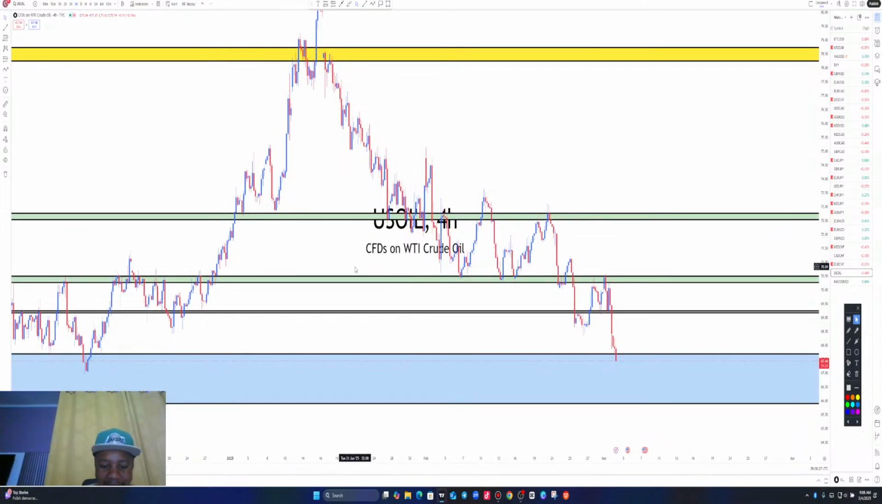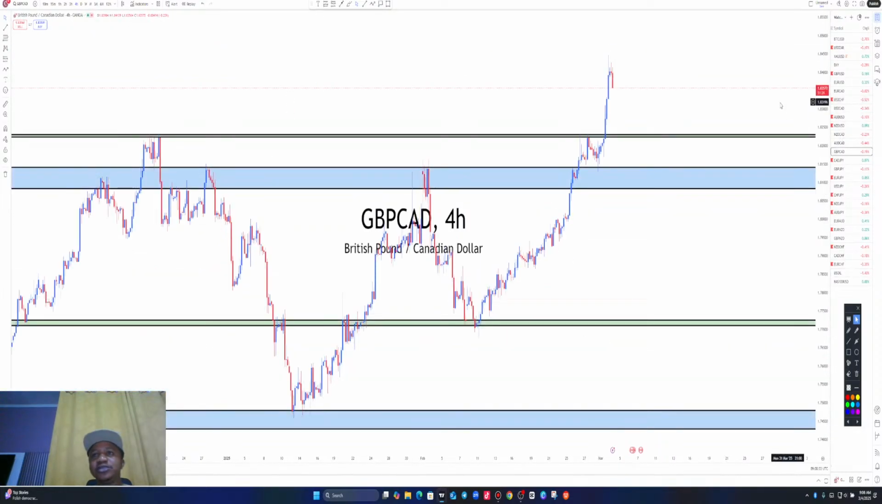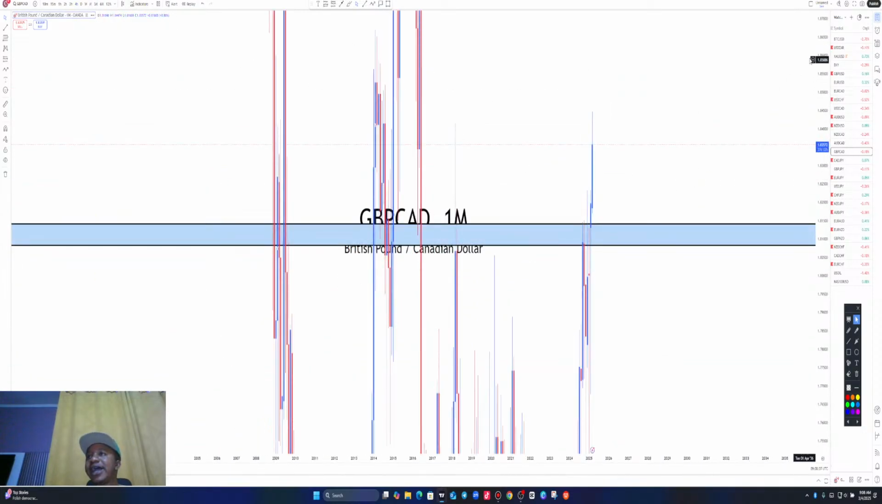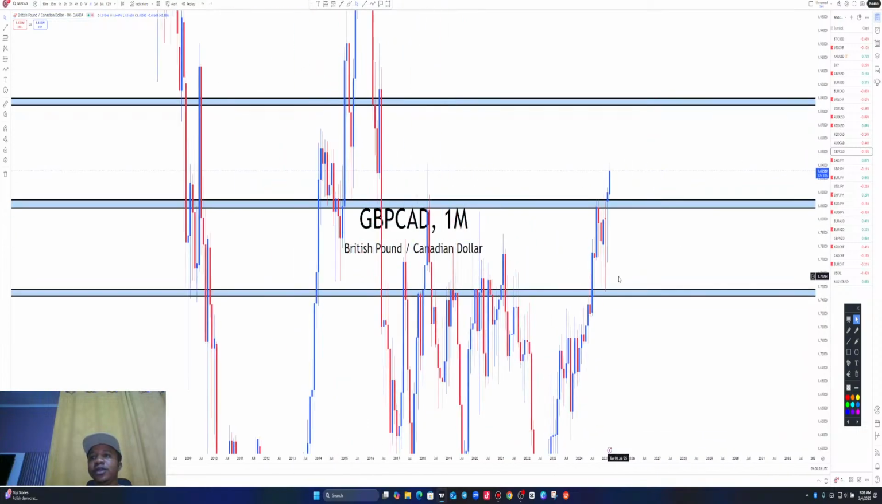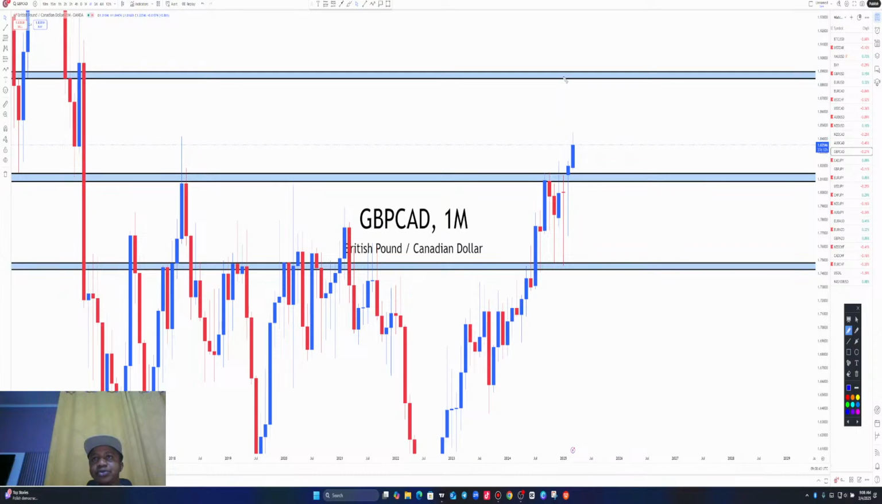GBP CAD by Gohi. I think we've done GBP CAD. Okay, we haven't done it. All right, let's do it. So GBP CAD, let us also begin from the higher time frame. So this is GBP CAD on the monthly time frame. We have the monthly upper zone, the mid-range zone, and then the lower zone.